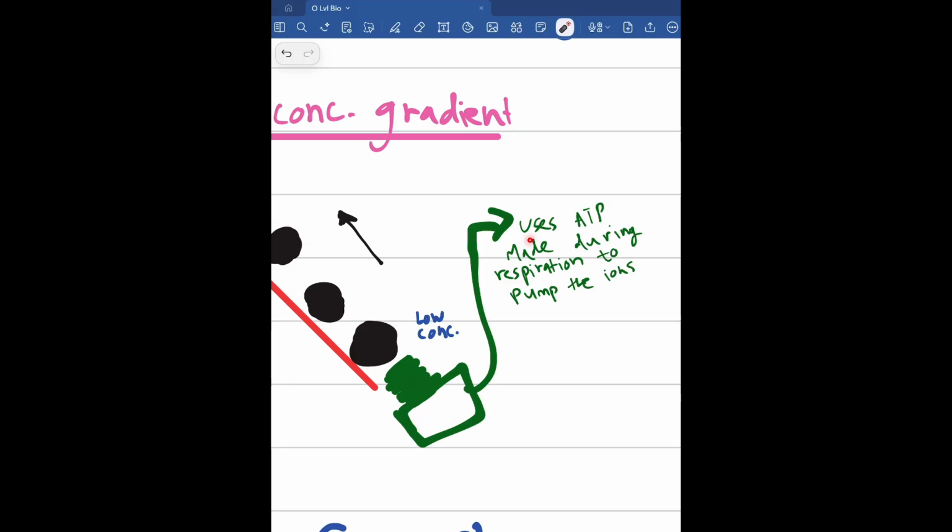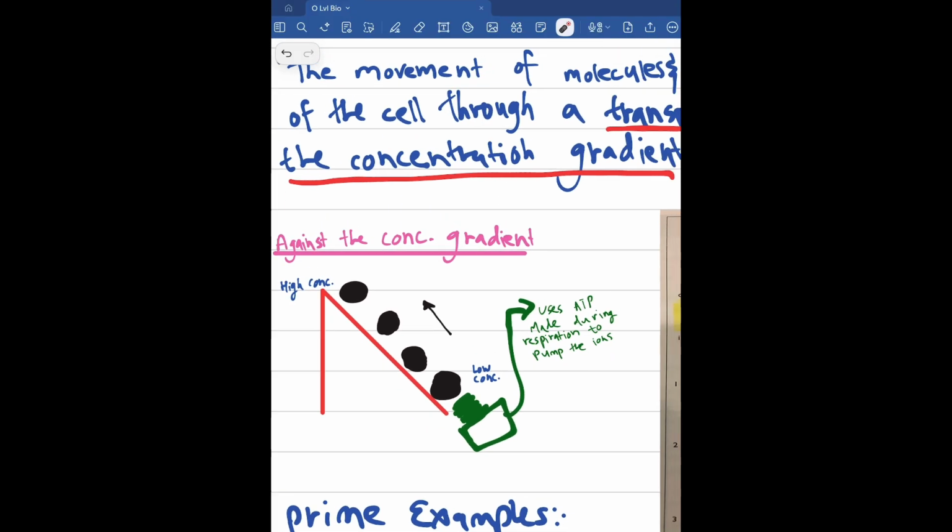And this pump uses ATP made during respiration to pump the ions, right? So this is basically pushing these molecules from lower concentration to the higher concentration. So that's how you travel against the concentration gradient.